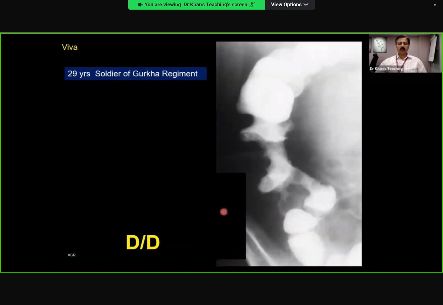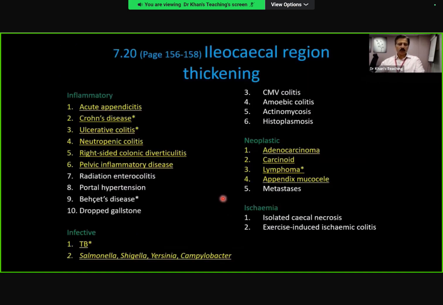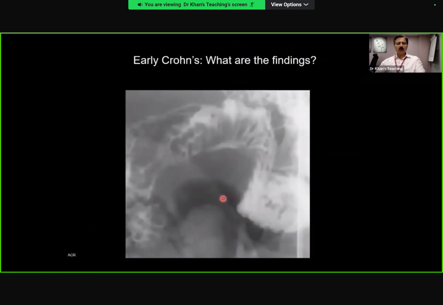So TB of ileocecal TB in the UK is rare. Crohn's disease is very common. Having said that, you have to keep both of them in your differential. Now, I am going to teach you something here which will help you to pick up an exam finding.